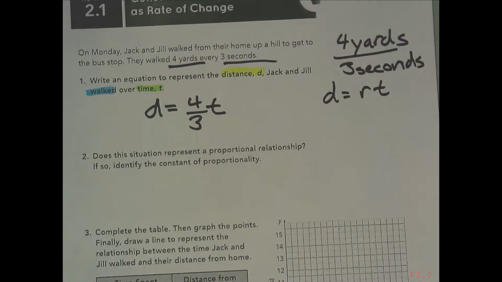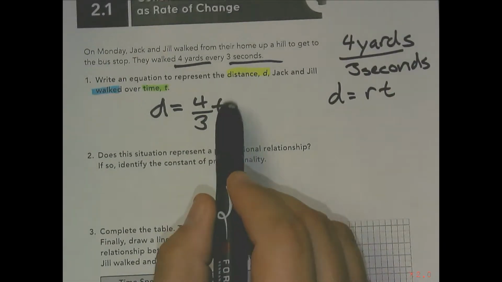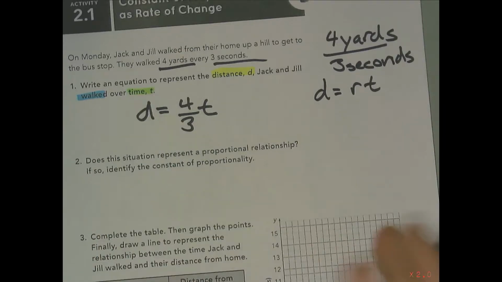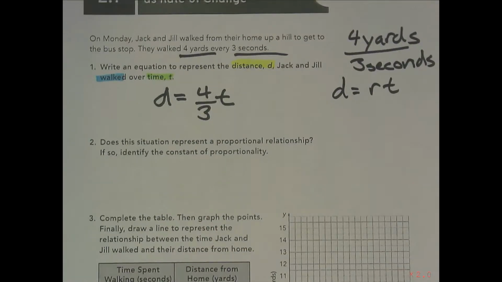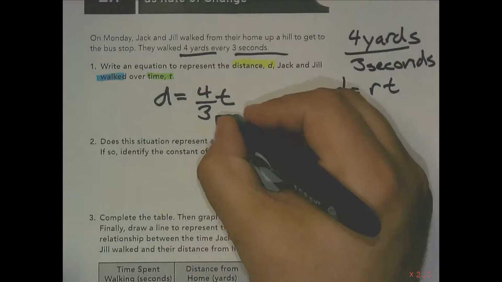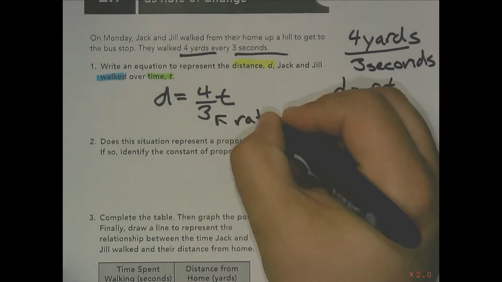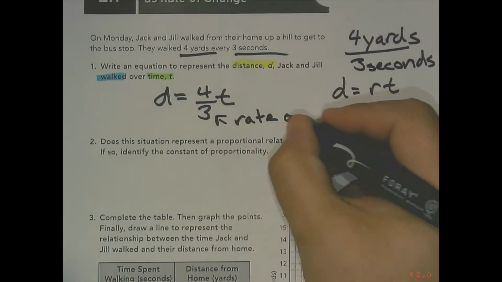Okay? So what we know is that if they walked 3 seconds, this should equal 4. So what we're going to do is that ratio of 4 over 3 is our coefficient, right? That's a rate of change. So this is what we call a rate of change. How far do they go over how much time?